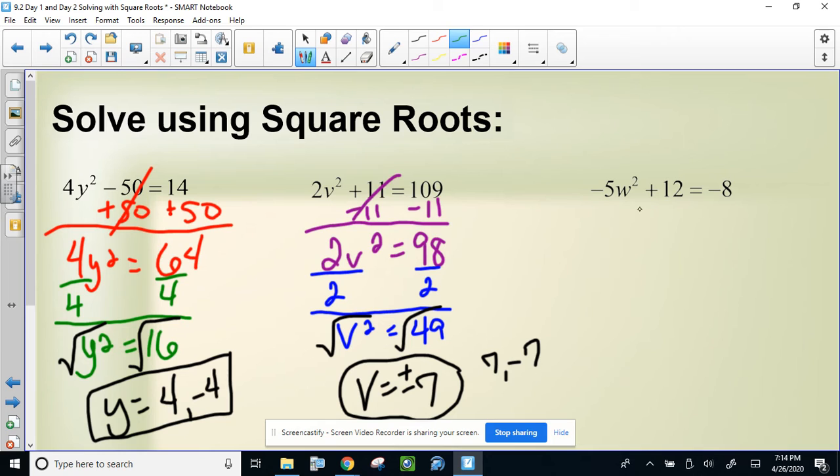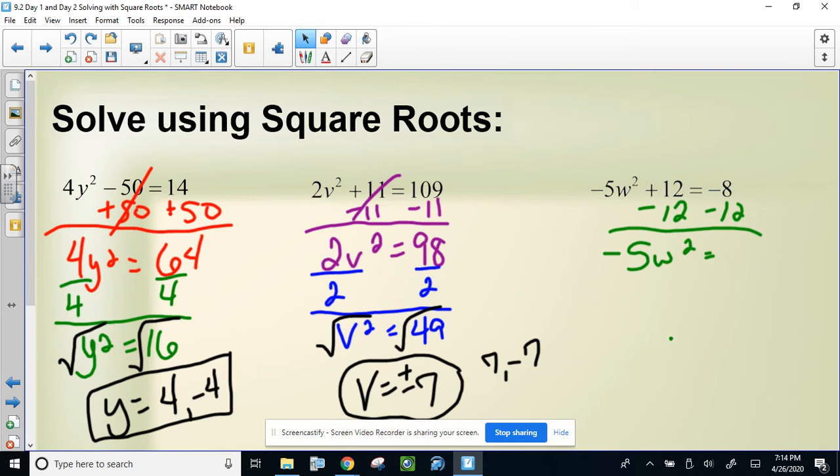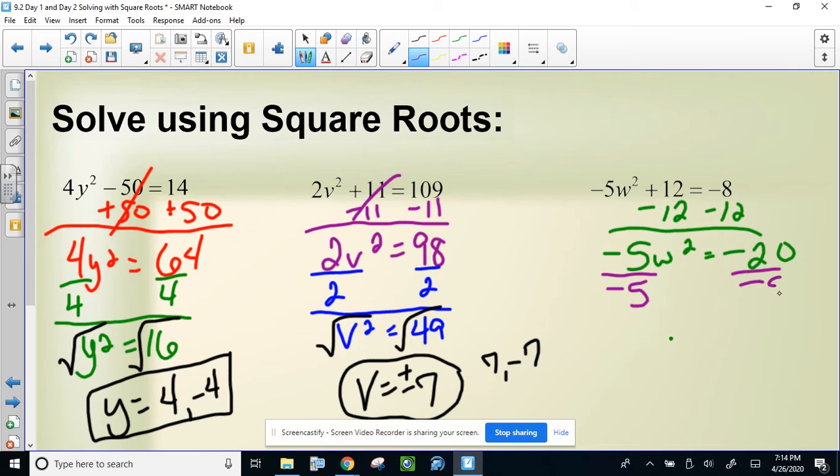So then one more here. I'm going to subtract my 12 because I want to undo addition and subtraction first. Negative 8. So here we have negative 8 minus 12 is going to give me negative 20. But then when we try to get w by itself, I'm going to undo the negative 5, the multiplication, by dividing by a negative 5. And now I have a negative over a negative, which will make that a positive w squared equal to a positive. Negative 20 divided by negative 5 would give me a positive 4.